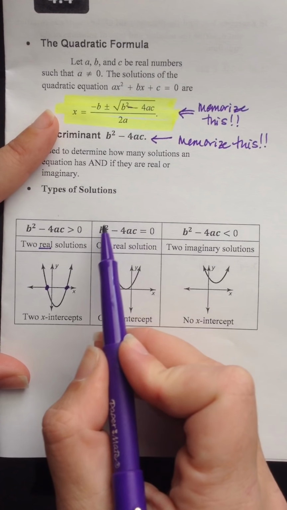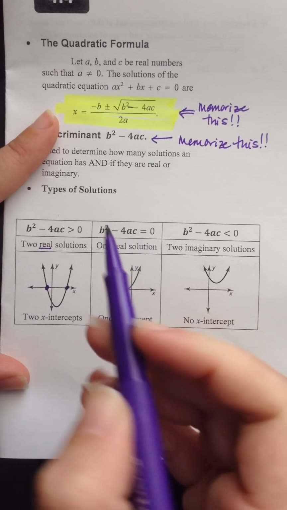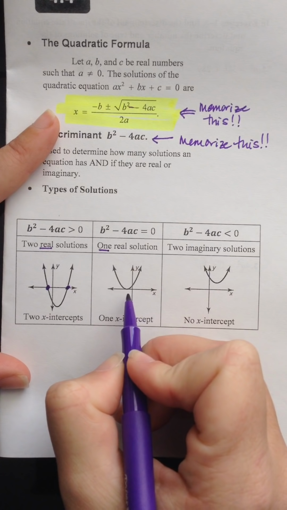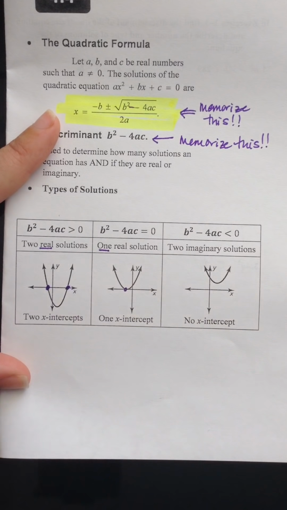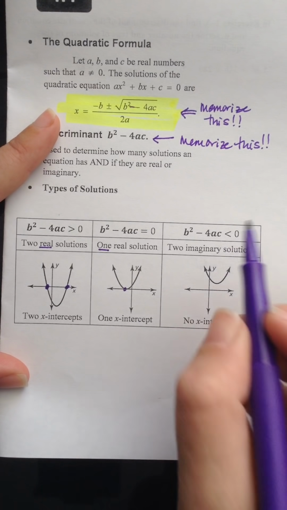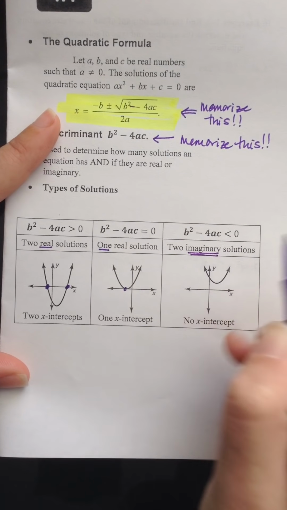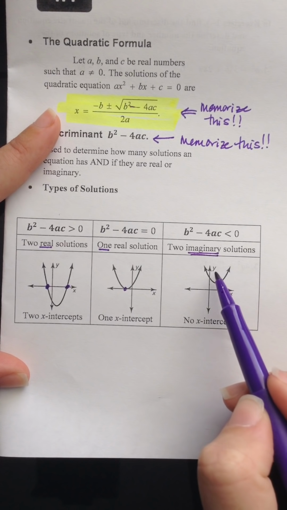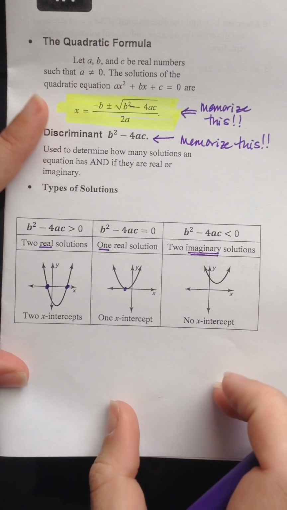If you solve the discriminant and it equals 0, you have only 1 real solution. So the graph may look something like this, where it only touches the x-axis 1 time. Lastly, if you solve the discriminant and it's less than 0, this tells you you're going to have 2 imaginary solutions, meaning the graph will never cross the x-axis.